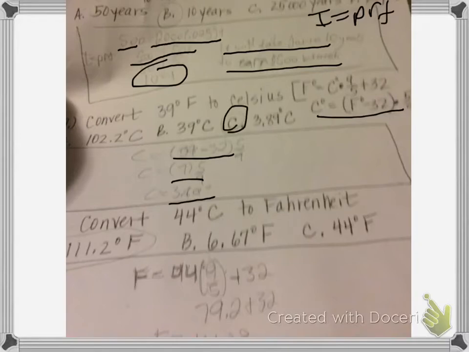Alright, my next one, convert 44 degrees Celsius to Fahrenheit. I say 44 times 9/5 is 79.2 plus 32 gives me 111.2 degrees Fahrenheit. So it's A.